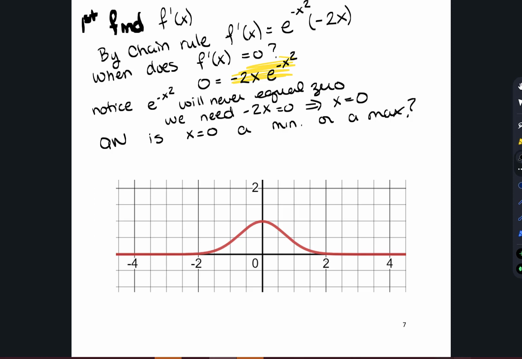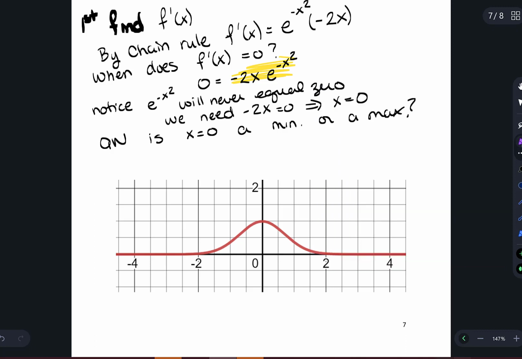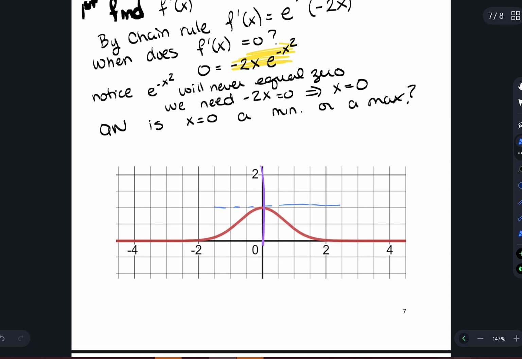So notice here, when x is equal to 0, we do have a maximum, and we can see that looking at the plot. And further, we were just talking about the slope of the tangent line. Notice at this point, the slope of the tangent line is horizontal. So when x is equal to 0, we have a horizontal tangent line, or a derivative that's equal to 0. And in this case, looking at the plot, we can see that that is a maximum.